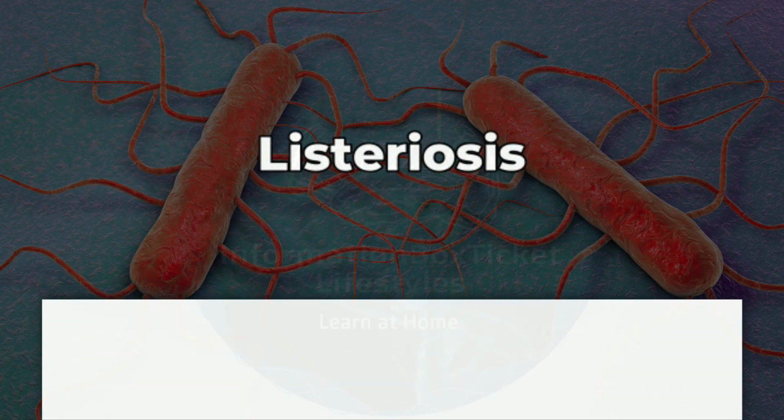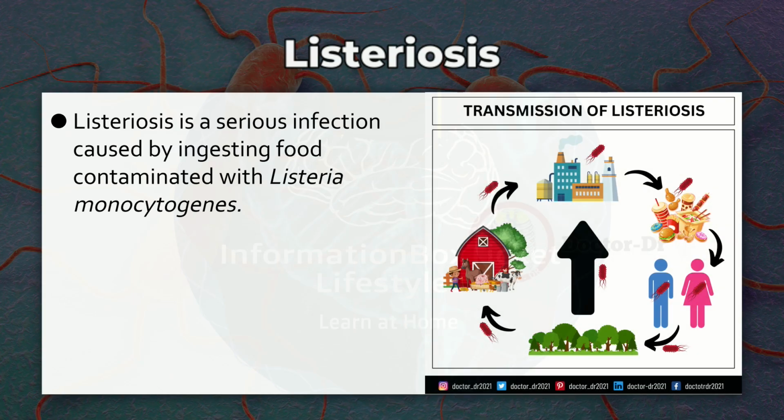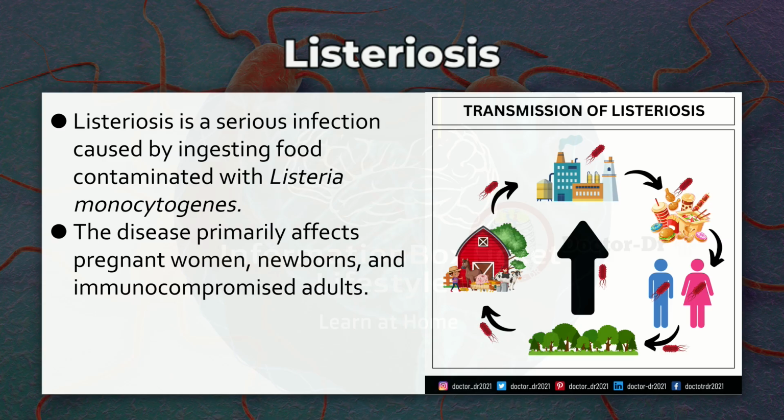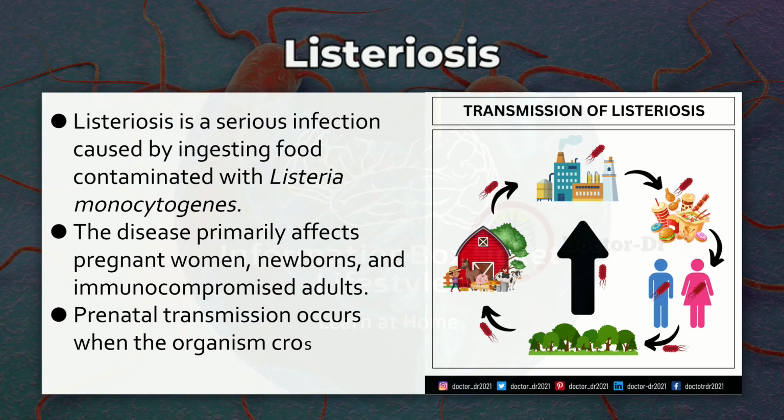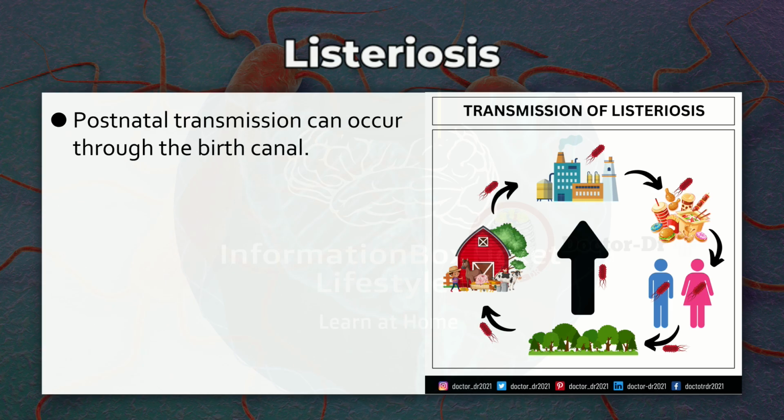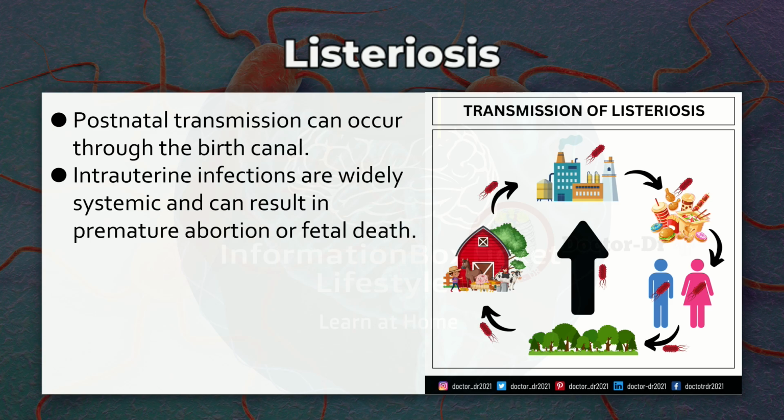Listeriosis. Listeriosis is a serious infection caused by ingesting food contaminated with Listeria monocytogenes. The disease primarily affects pregnant women, newborns, and immunocompromised adults. Prenatal transmission occurs when the organism crosses the placenta. Postnatal transmission can occur through the birth canal. Intrauterine infections are widely systemic and can result in premature abortion or fetal death.